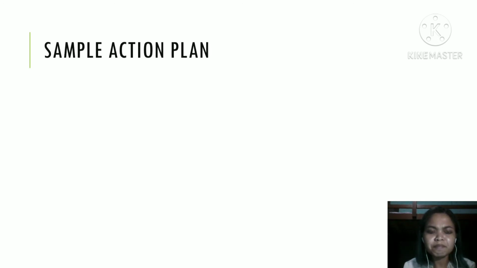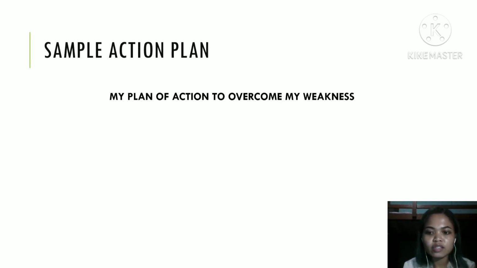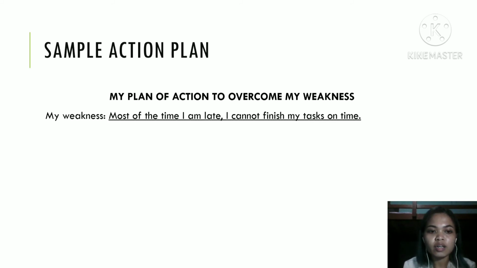Okay, so here is the sample action plan. That is the title of your action plan: My plan of action to overcome my weakness. For example, on the first line, you have to write your weakness. So, my weakness. For example, most of the time I am late. I cannot finish my task on time. So yun yung sample na weakness.